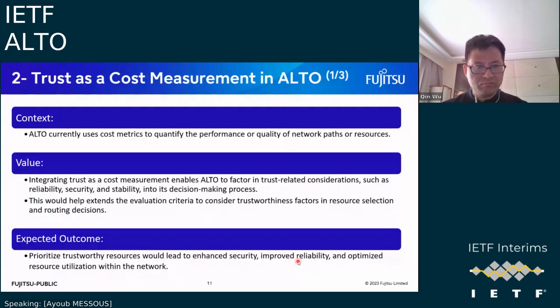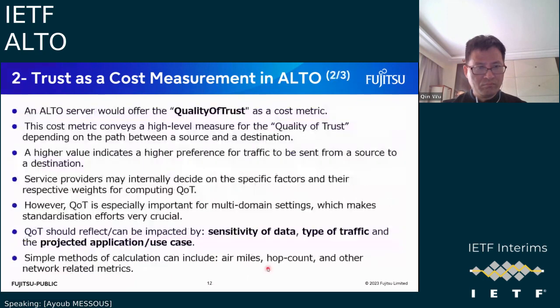The second element is trust as a cost measurement in Alto. Currently, Alto, as far as I know, uses only cost measurements to quantify the performance or quality of network paths and resources. The expected outcome is that prioritizing trustworthy resources would lead to enhanced security, improved reliability, and optimized resource utilization within the network.